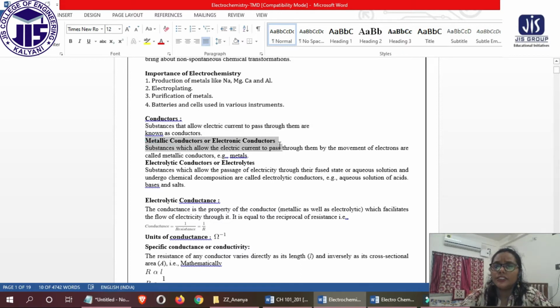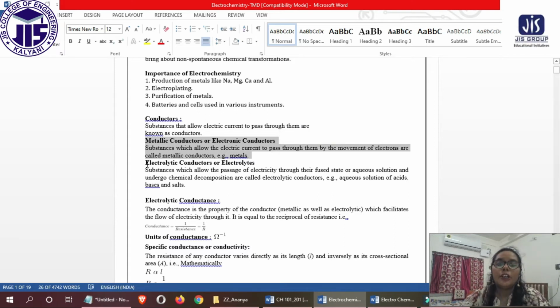Now, metallic conductors or electronic conductors are substances which allow the electric current to pass through them by movement of electrons. As I told you, metallic conductors or electronic conductors are those which allow the electrons to pass through them, and by which electricity is also conducted through the substances.